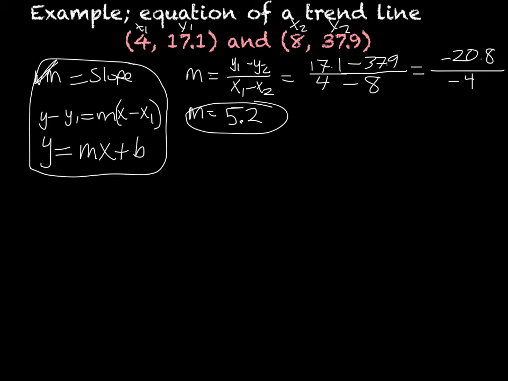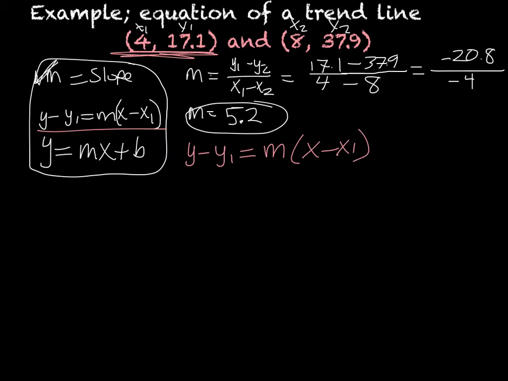Now I need to find my point slope form in order to find my y equals mx plus b. So I'm going to pick my point, and I'm going to put it in. Y minus y1 equals m times x minus x1.